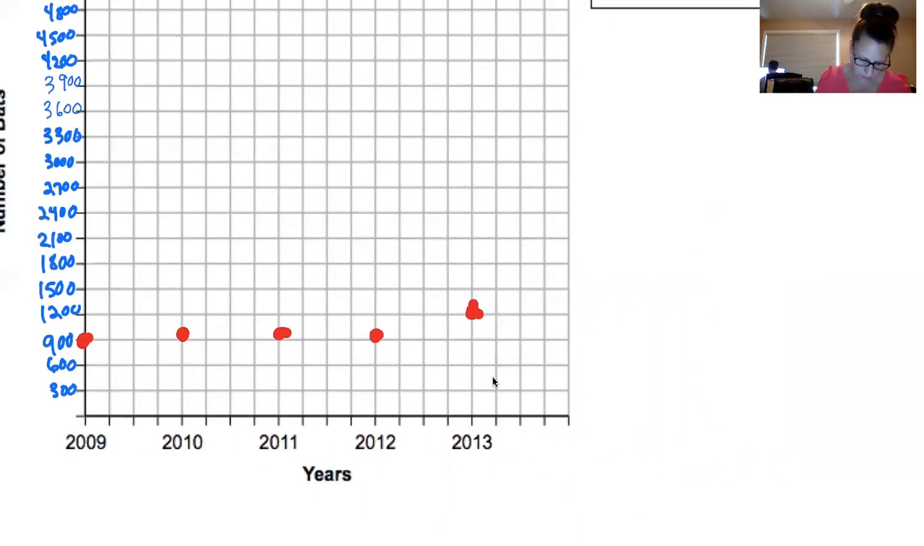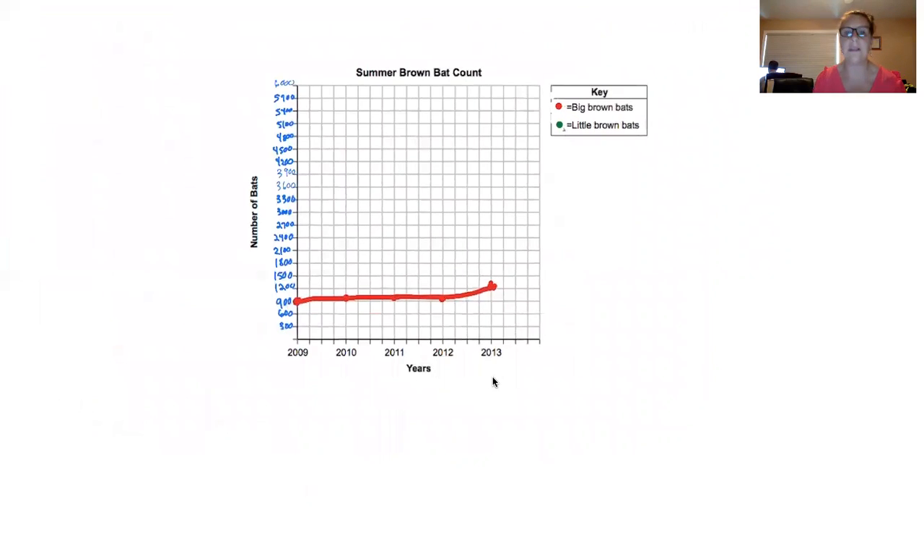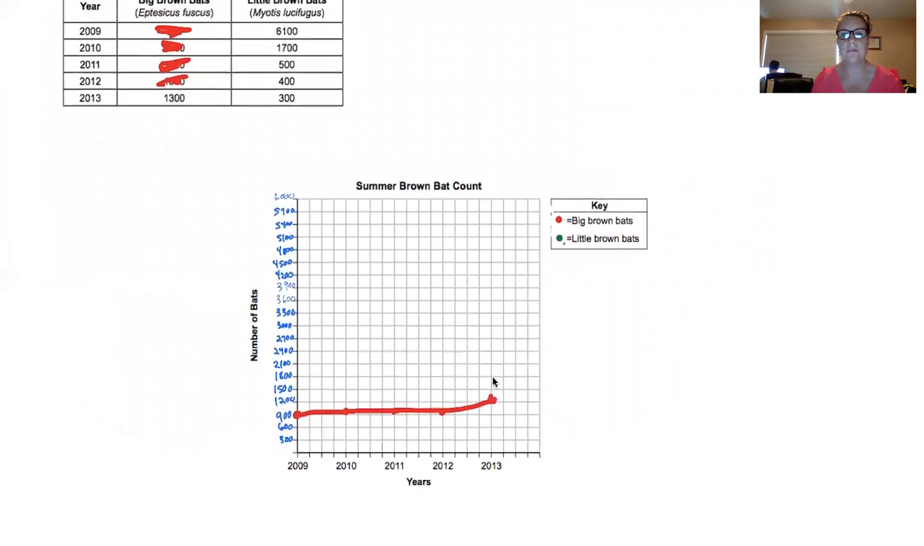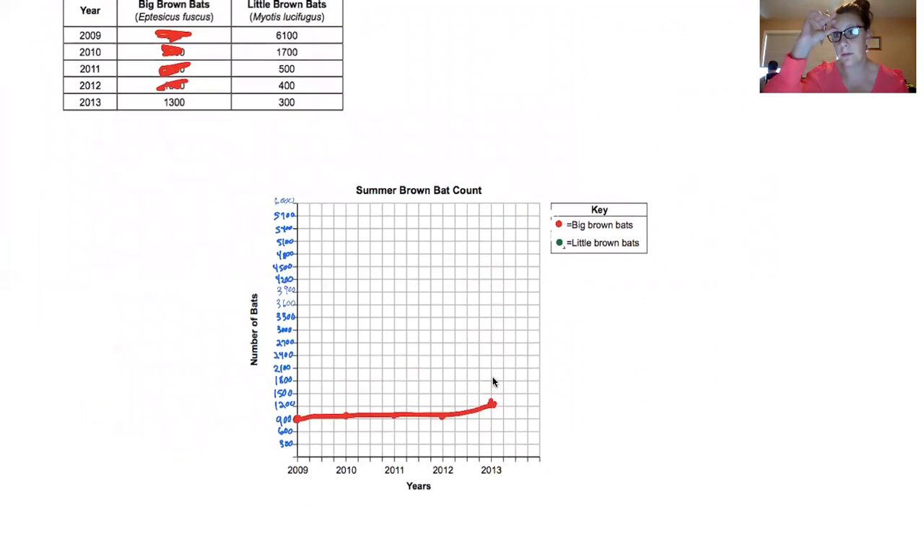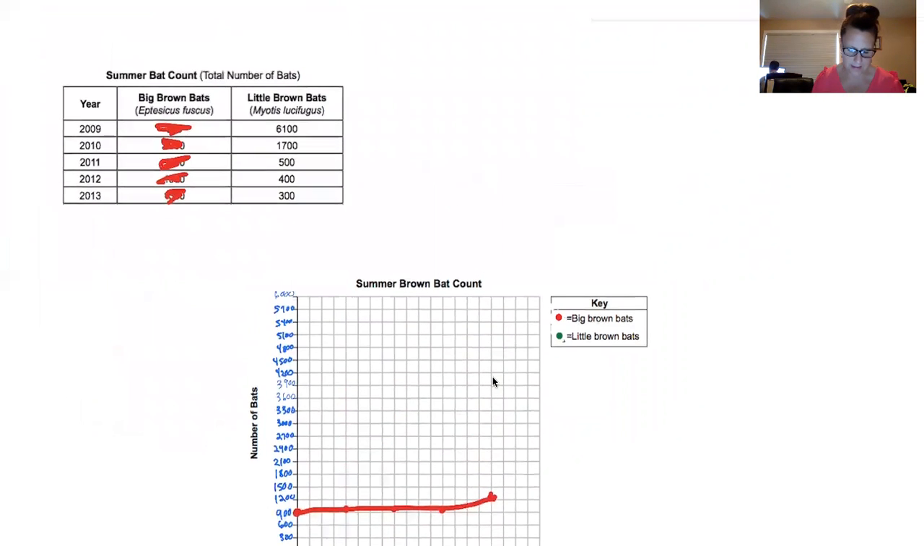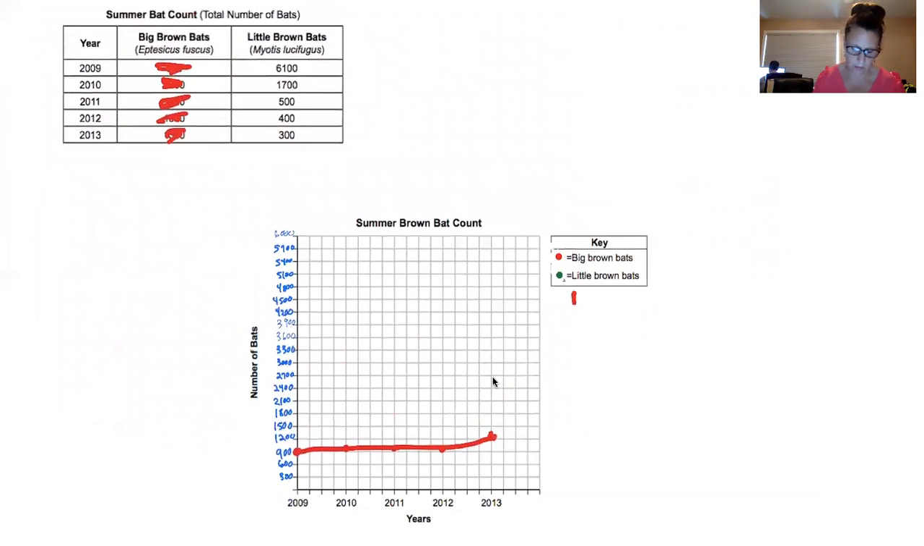And then what you want to do is take that same color and just connect the dots with as smooth of a line as possible. So you can see that this is basically a straight line with a little bit of an increase at the very end. So I'm done with all the big brown bat data. So now I'm going to switch to my green color because the little brown bats are going to be in green.